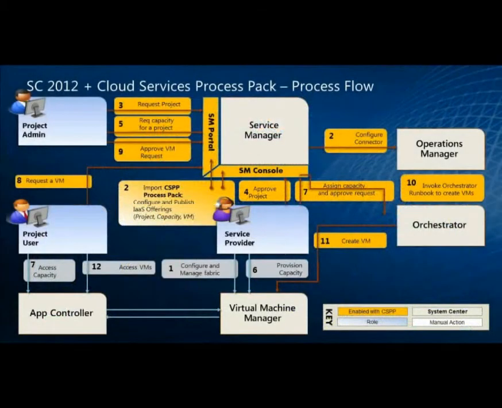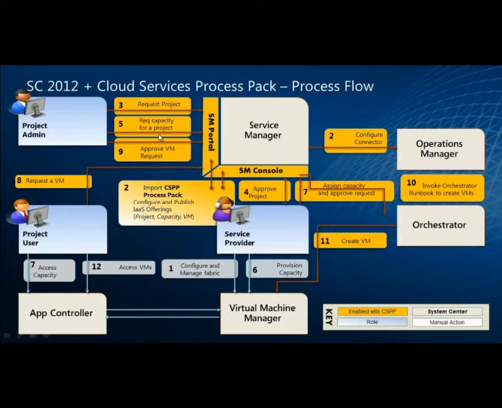This is a simple workflow for a sample of the Cloud Services Process Pack that allows us to configure and manage our fabric. If I use my mouse here, I can see we configure and manage our fabric. We import our process pack and configure our connector between Service Manager, Operations Manager, and Orchestrator. The project administrator then requests a new project. In the SSP, this was registering a business unit. That's then approved.